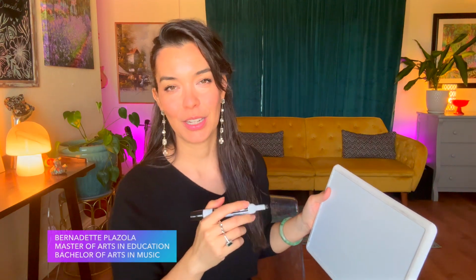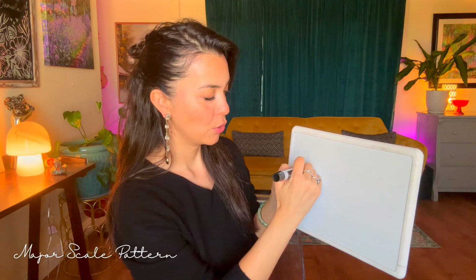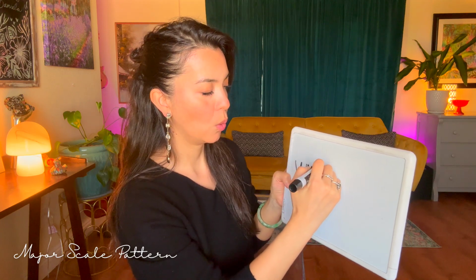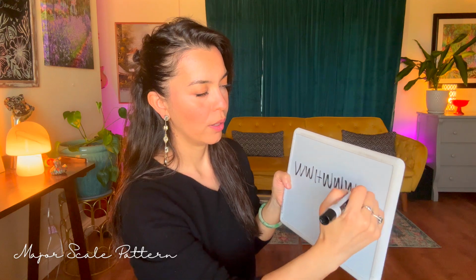In the previous unit, we learned something so important that we need to carry with us to this unit, and that's the major scale space pattern. Do you remember the wholes and halves? Let's go ahead and write that down because we'll need it as a visual for today's lesson. So it is whole, whole, half, whole, whole, whole, half.